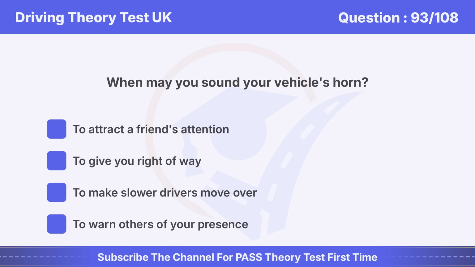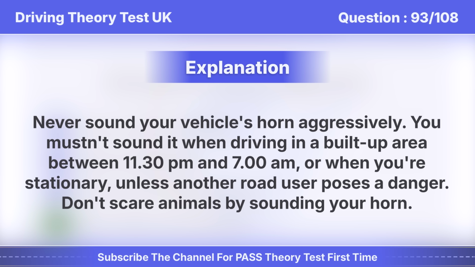Question 93. When may you sound your vehicle's horn? Answer is D. To warn others of your presence. Never sound your vehicle's horn aggressively. You mustn't sound it when driving in a built-up area between 11:30 p.m. and 7 o'clock a.m. or when you're stationary, unless another road user poses a danger. Don't scare animals by sounding your horn.